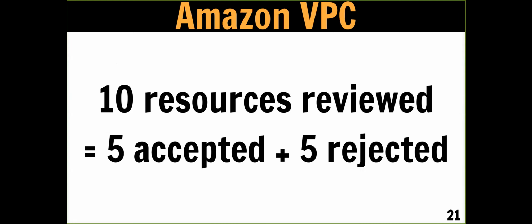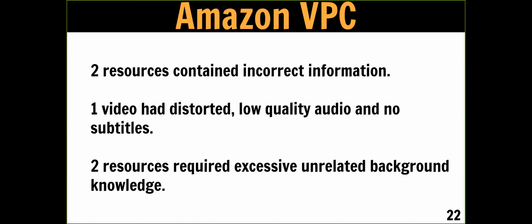The second list I created was Amazon VPC. And again, 10 resources, 5 accepted, 5 rejected, and I only spent 2 weeks on this. So it was the same average of about 1 per day. The 5 resources that were rejected here were for containing incorrect information again, really bad quality audio that people couldn't listen to. And then I had a new problem of resources requiring excessive unrelated background knowledge.